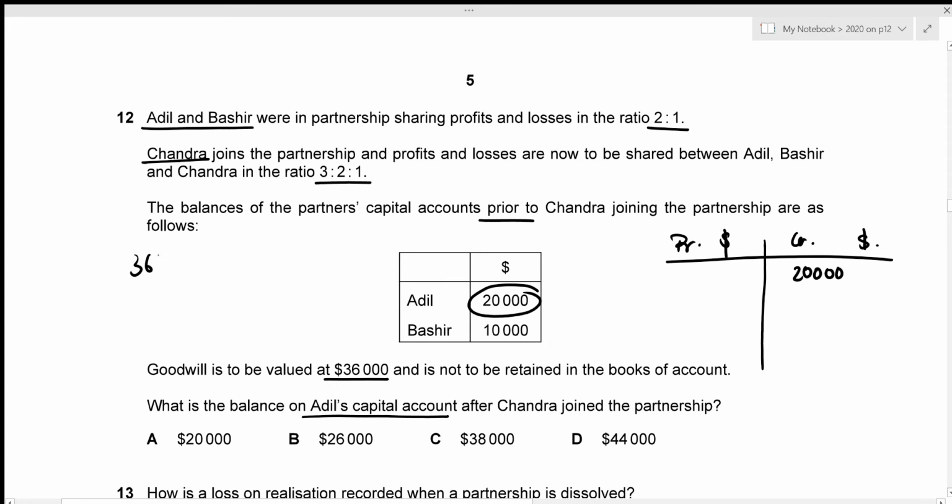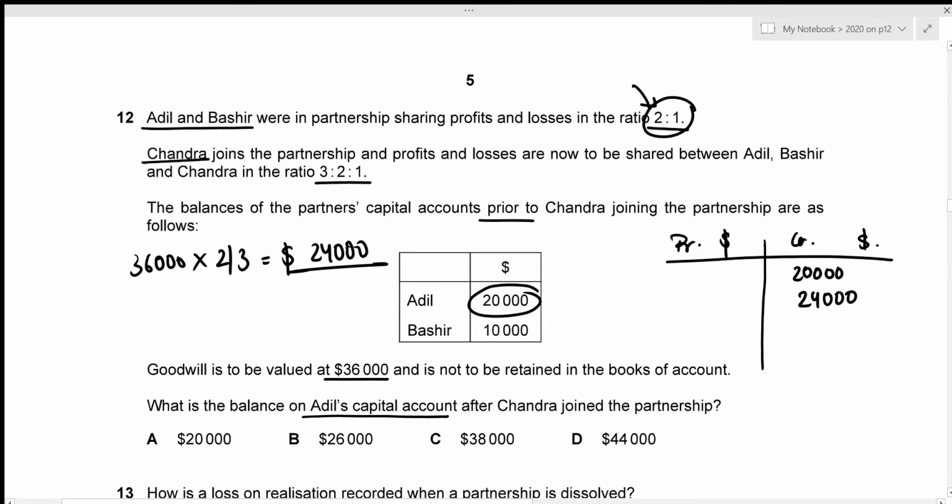So out of 36,000, prior to Chandra joining, the profit and loss sharing ratio is 2:1. So 2 out of 3 parts is for Adil, right? So that's 36,000 times 2 by 3, which results in the value of 24,000. This should be recorded on the credit side as it is based on old profit sharing ratio.